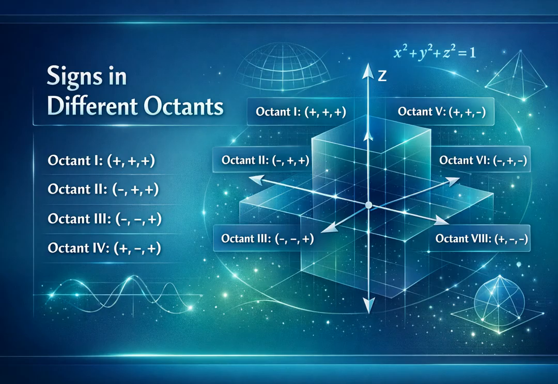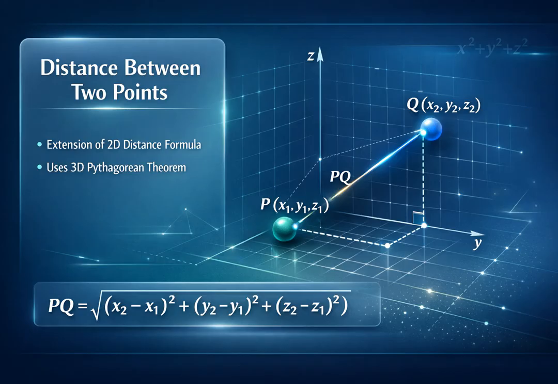Here's the complete sign pattern for all 8 octants. Octant 1 plus plus plus, octant 2 minus plus plus, octant 3 minus minus plus, octant 4 plus minus plus, octant 5 plus plus minus, octant 6 minus plus minus, octant 7 minus minus minus, octant 8 plus minus minus. Memorize this pattern.